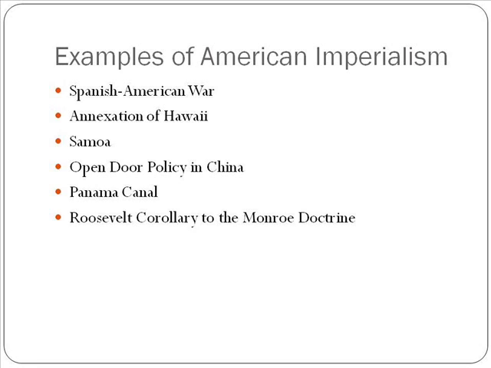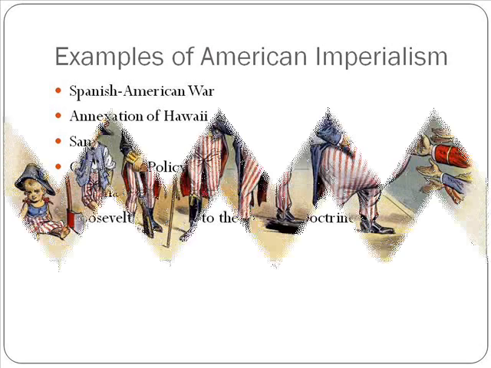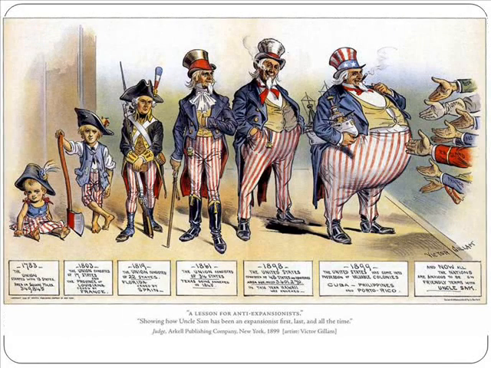So there are many, many examples of American imperialism, but just some of them are the Spanish-American War, the annexation and addition of Hawaii to the United States as a territory, our involvement in Samoa in the Pacific, the Open Door Policy we have with China for trade, the building of the Panama Canal, and the Roosevelt Corollary to the Monroe Doctrine. And I'll talk a little bit about all of these, but the ones that I'm going to talk about in the most depth here in the notes are the Spanish-American War and the Panama Canal. So those are the two that you really should know the most about.